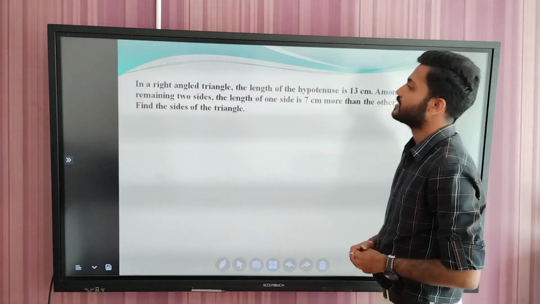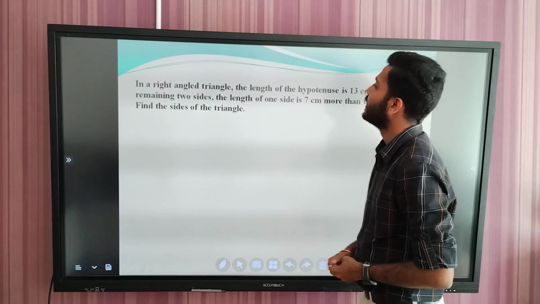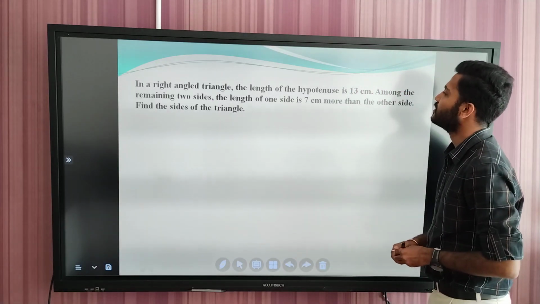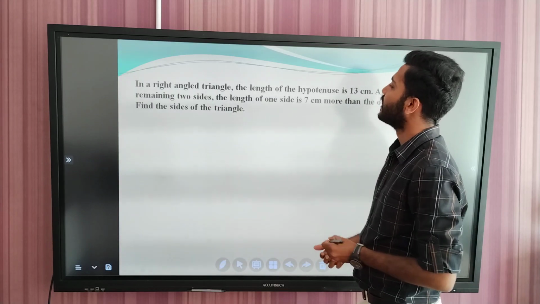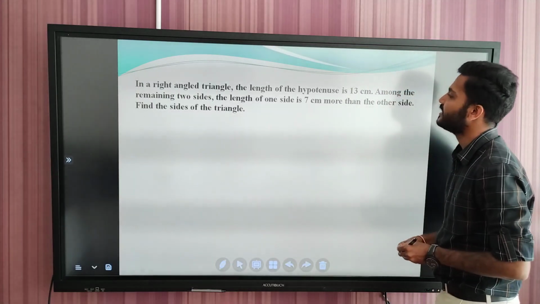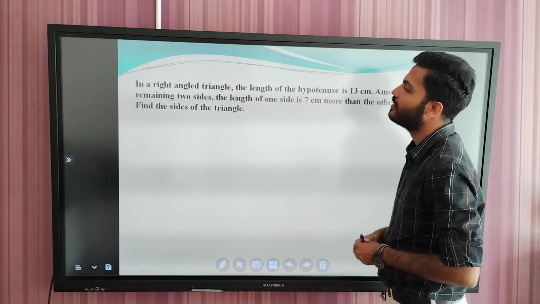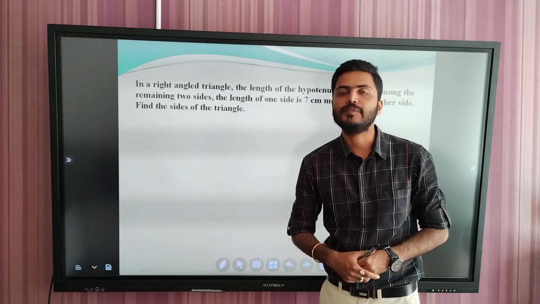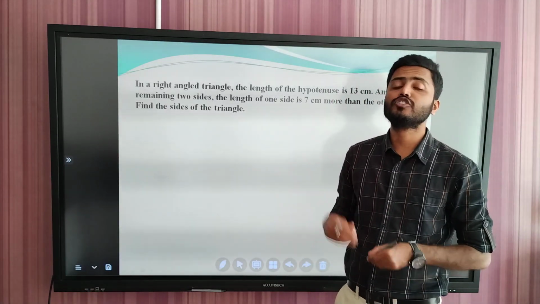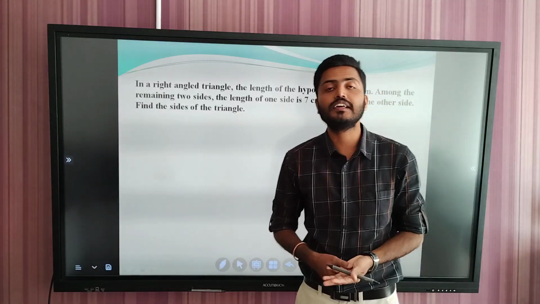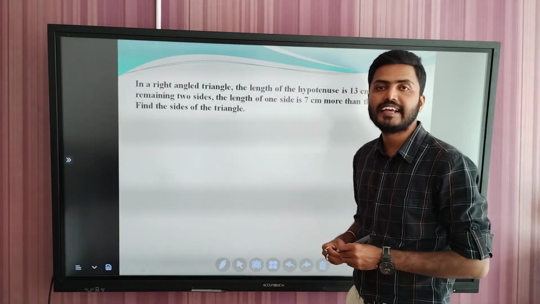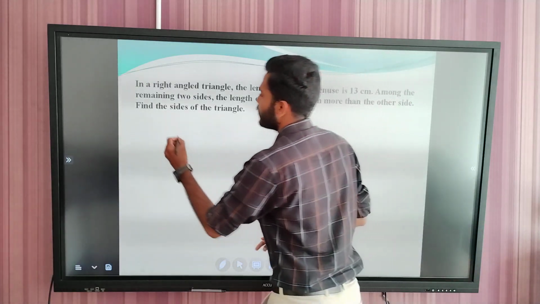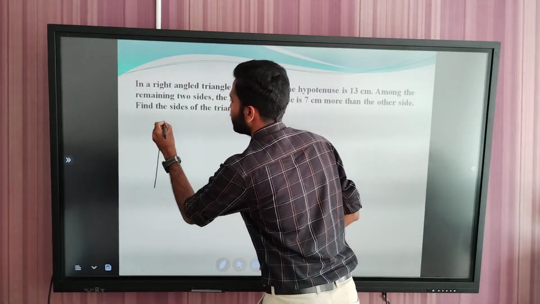Yes. What is the next question telling us? In a right angle triangle, the length of the hypotenuse is 13 centimeter. Among the remaining two sides, the length of one side is 7 centimeter more than the other side. Find the sides of the triangle. So again a very similar question to the previous one. In the previous question, we had a rectangle, but here they have given you directly a right angle triangle. So let us first draw the right angle triangle, my dear students.